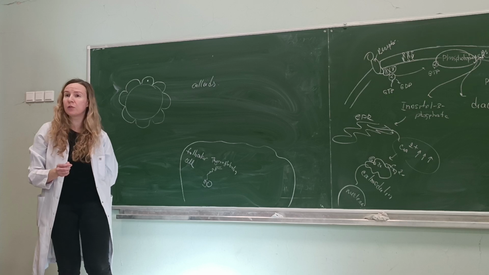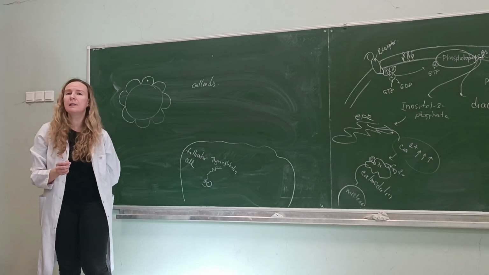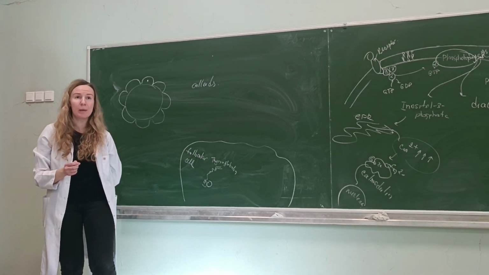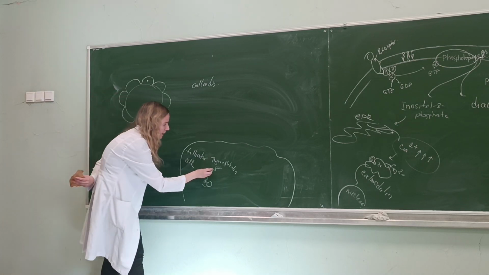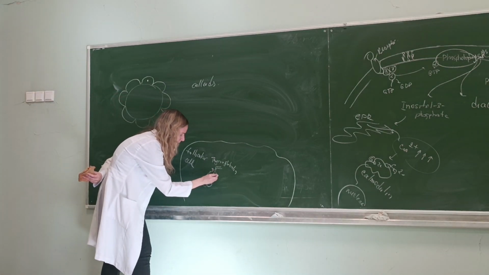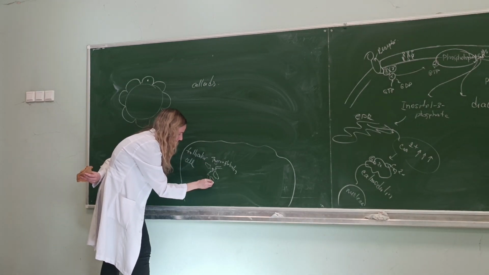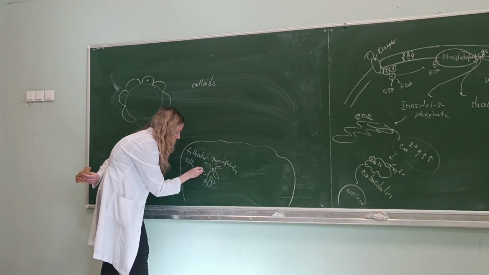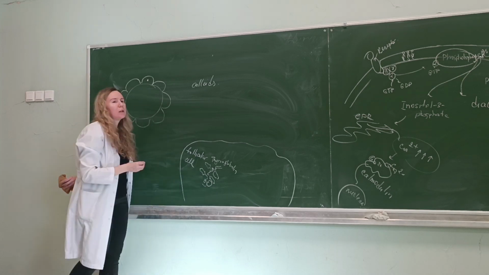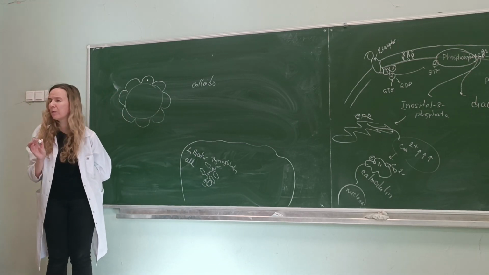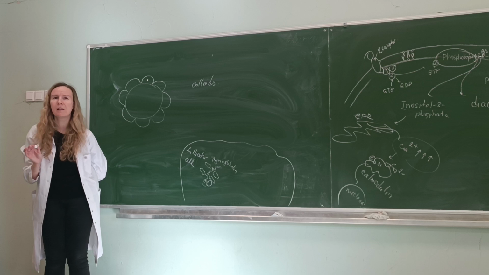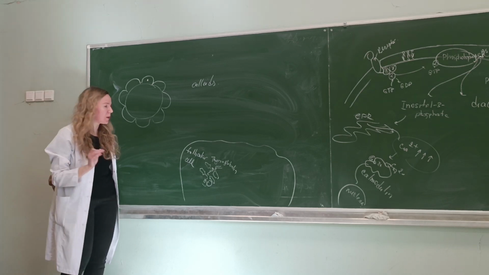What do we know about the structure of thyroglobulin? It is rich in the amino acid tyrosine. So there are a lot of tyrosine residues in the structure of thyroglobulin. It will be more than 100 tyrosine residues. The correct number is 115 tyrosine residues in thyroglobulin structure.